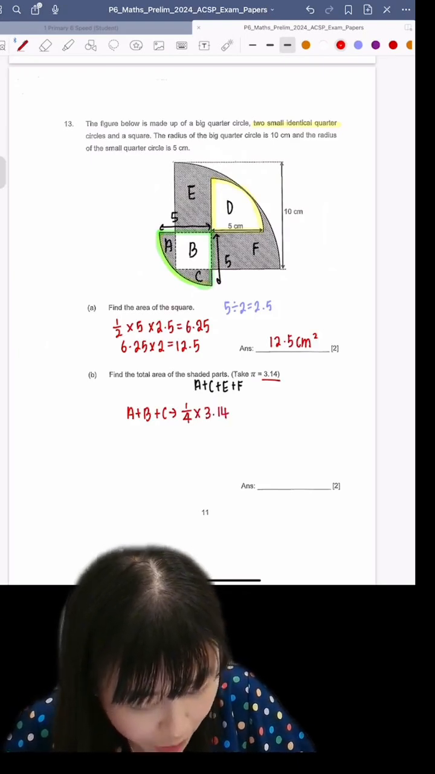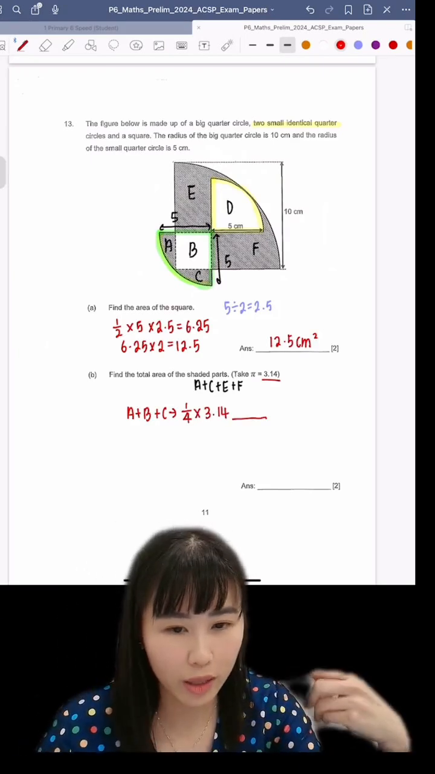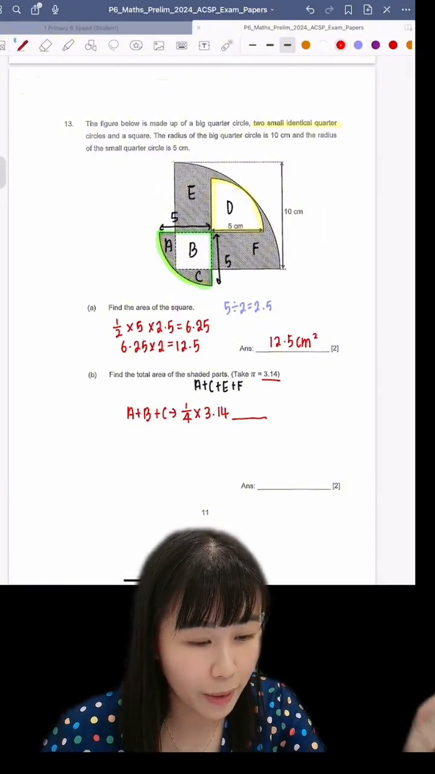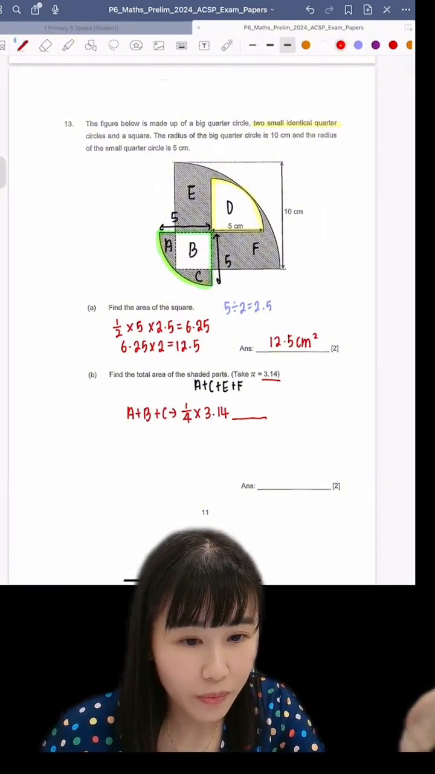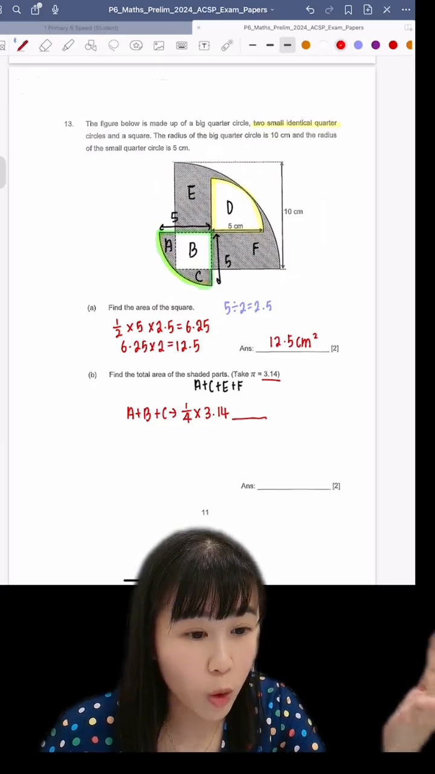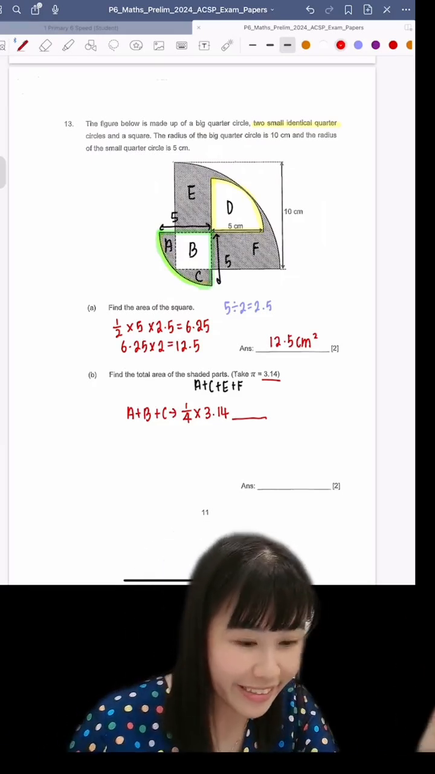Do what here? This one usually you will get wrong, because you confuse the formula. Anybody can tell me, how do you find the area of a quadrant? 1/4 times pi times what thing?